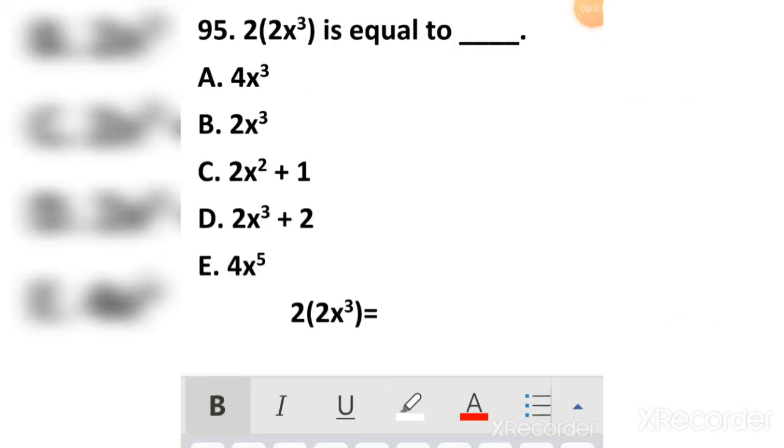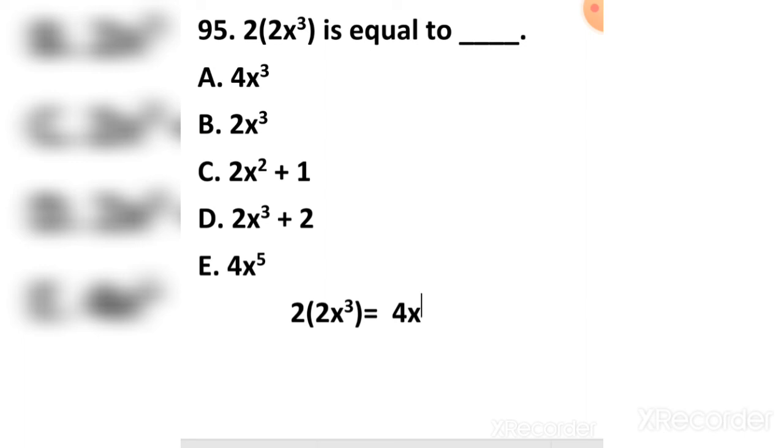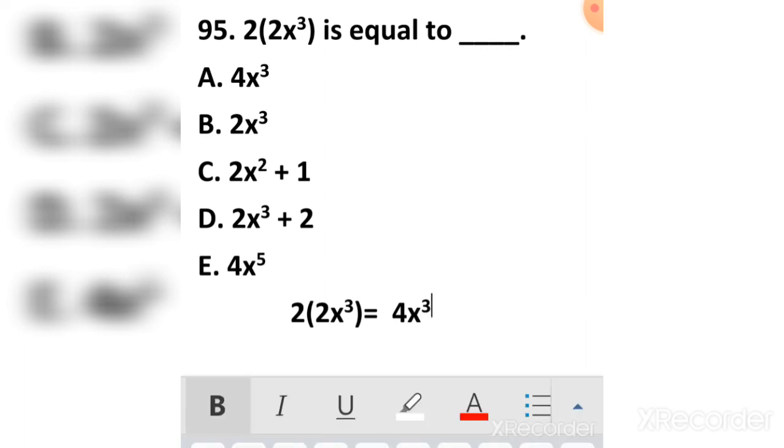95. 2 times 2x cubed is equal to: A, 4x cubed; B, 2x cubed; C, 2x squared plus 1; D, 2x cubed plus 2; E, 4x to the 5th. So 2 times 2x cubed is, multiply 2 times 2, that's 4, and then x cubed. So 4x cubed, and this is your answer. So letter A.